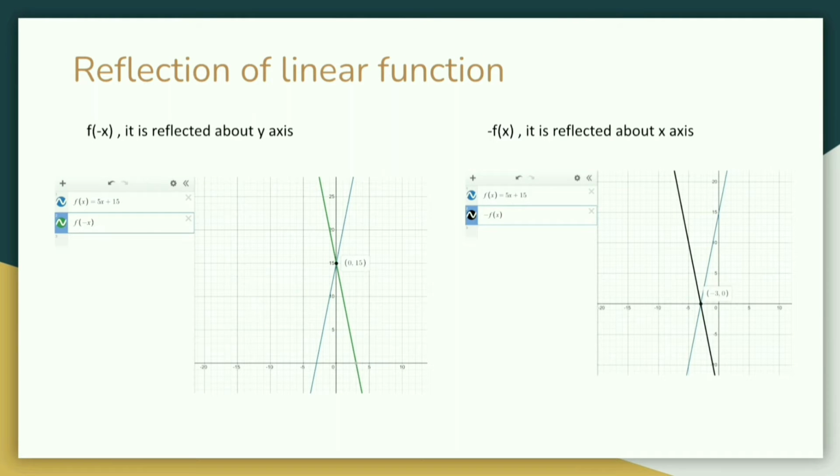Reflection of linear function. For f(negative x), it is reflected about the y-axis. For the first diagram, for f(x) and f(negative x), the blue line and the green line are mirror images of each other about the y-axis. For negative f(x), it is reflected about the x-axis. So for the second diagram, for f(x) and negative f(x), the blue line and the green line are mirror images of each other about the x-axis.